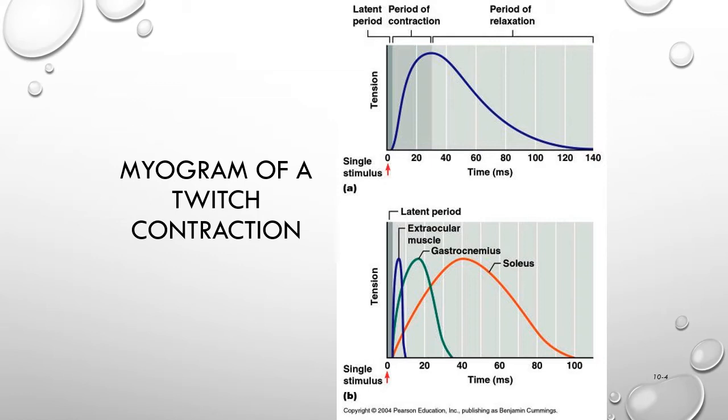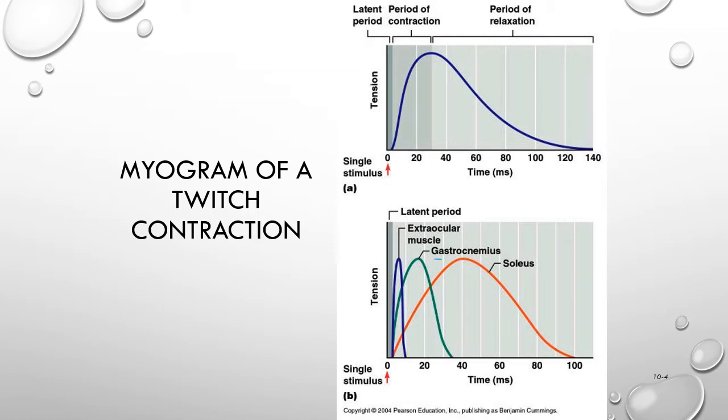So when we have a look at different types of muscles themselves, in the bottom picture here, we can see that we have extraocular eye muscles, and we have muscles from the leg, the gastrocnemius and the soleus, and each one of them has a slightly different contraction. And so the extraocular eye muscles have a very fast twitch. Their latent period is basically nothing. Their period of contraction itself is very quick, and the relaxation is very quick. And so if you think about it, our eyes are always darting around, looking at little things for just a moment, and then moving on to the next thing.